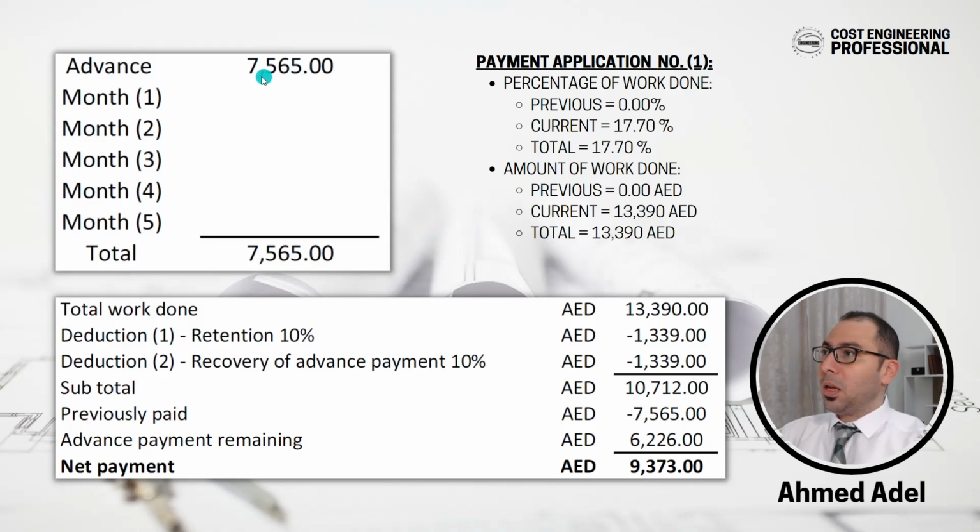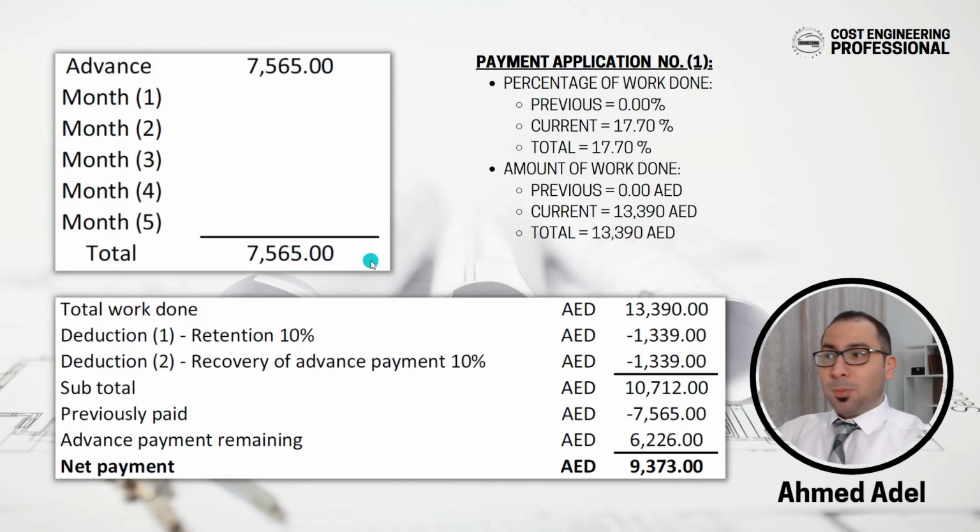Previously, what did I pay? I just paid the advance payment, as I told you, which is 10% of the project value. So we paid the advance payment even before the project starts. So we paid 7,565, as we can see here, and we didn't pay anything else until this moment where we are making this evaluation. So the total previously paid is 7,565, and this is the first piece of information that we need.